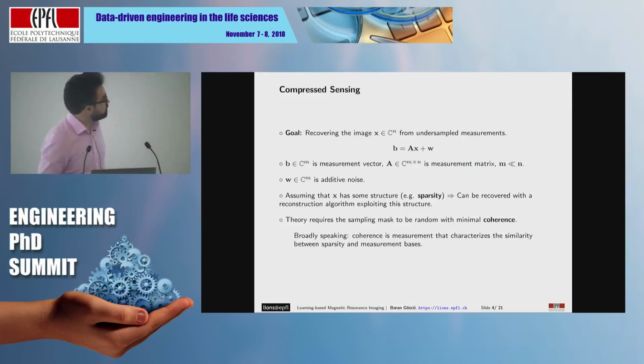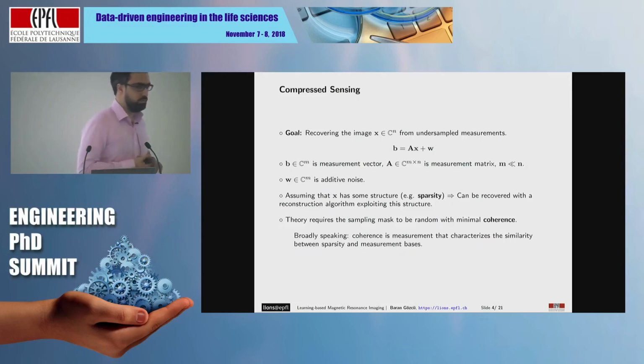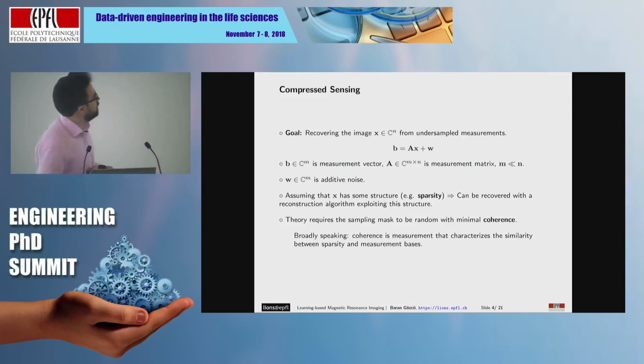And how do they do it? They use some assumptions. For example, the images, as you already know, have certain structures. They are sparse in the wavelet domain. That means in the wavelet domain, there are only a few strong coefficients. Or there are flat regions which can be exploited as well. There are algorithms, for example, total variation minimization, basis pursuit, etc.